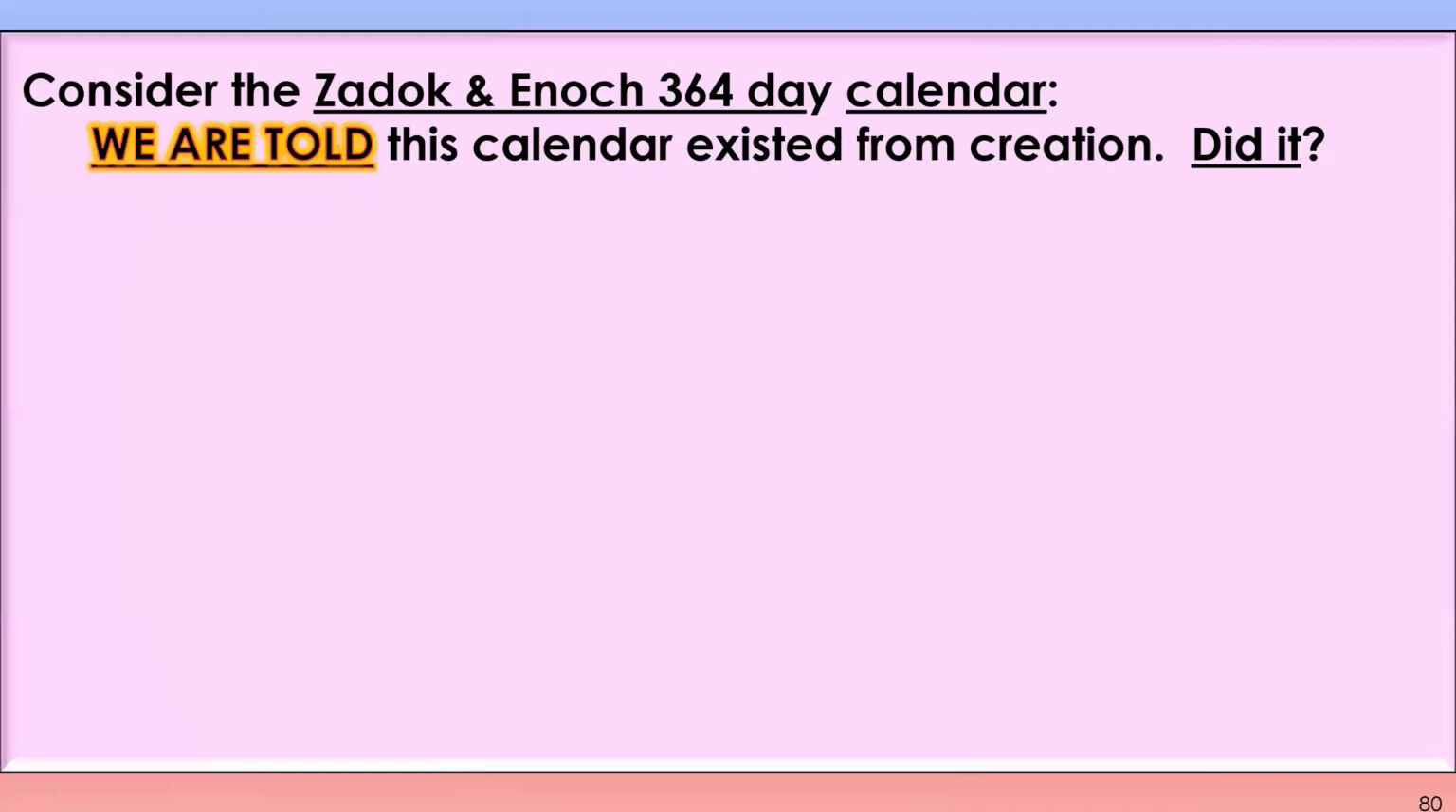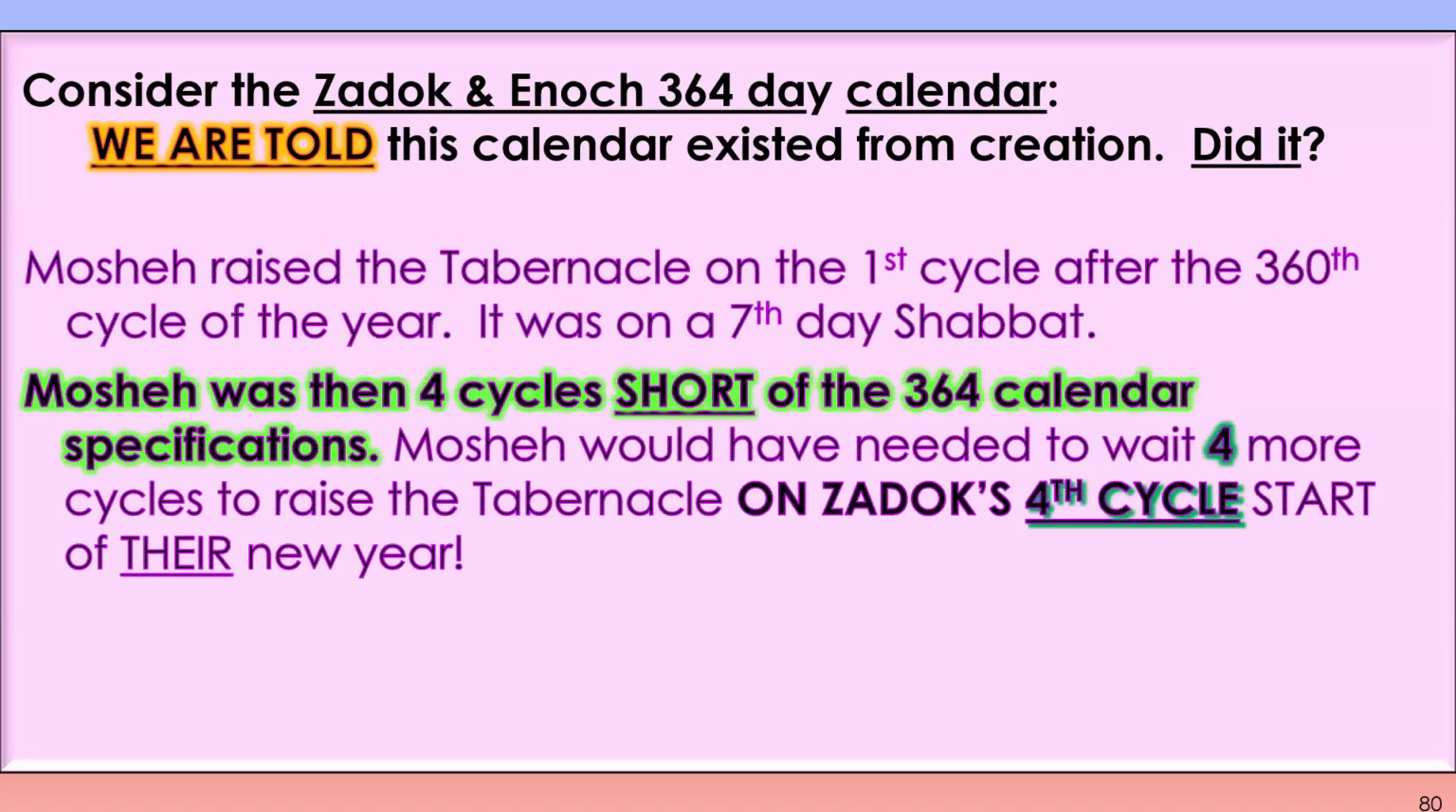Consider the Zadok and Enoch 364-day calendar. We are told this calendar existed from creation. Did it? Moshe raised the tabernacle on the first cycle after the 360th cycle of the year. It was on a 7th-day Shabbat. Moshe was then 4 cycles short of the 364 calendar specification.